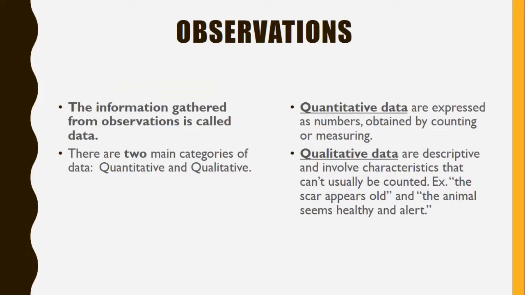So the information gathered from observation is called data. There are 2 types of data: quantitative and qualitative. Quantitative, think N. Quantitative is a number, or something you can measure, counting. Qualitative is a description or involves characteristics that can't usually be counted. It's something that's not a number.